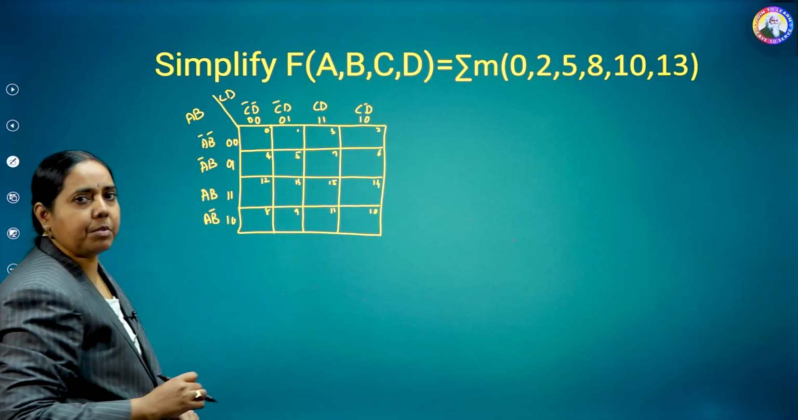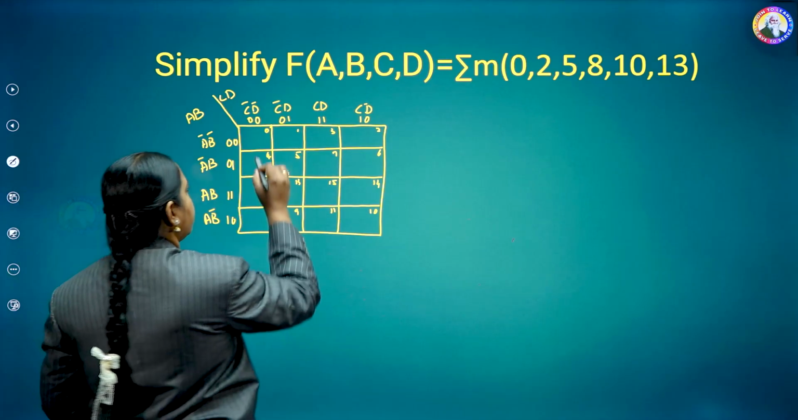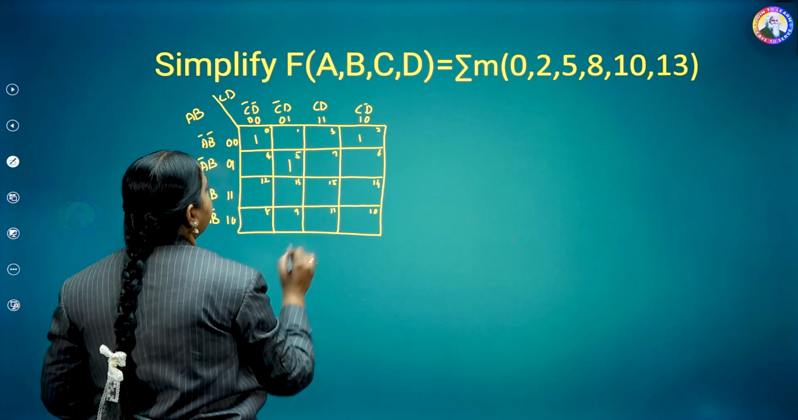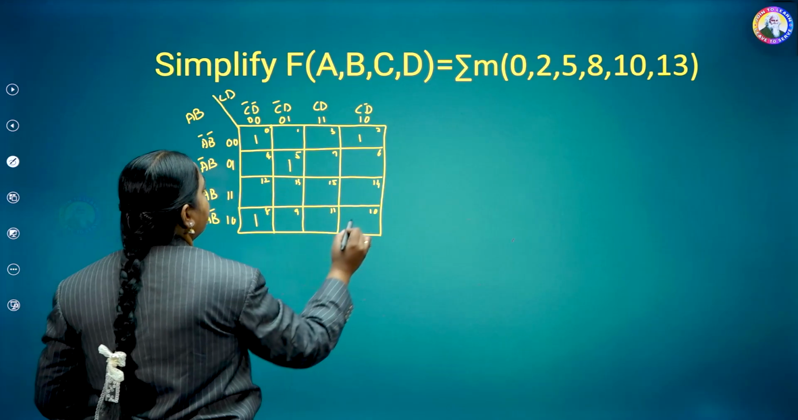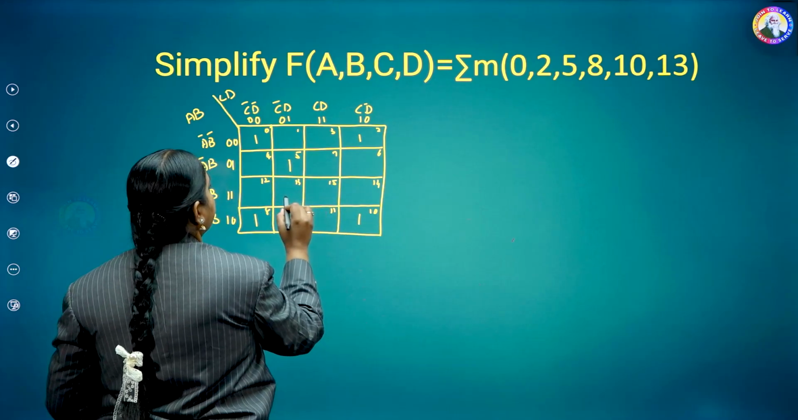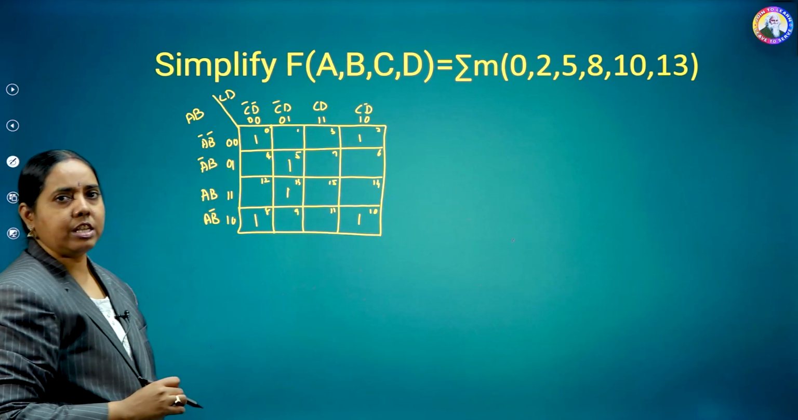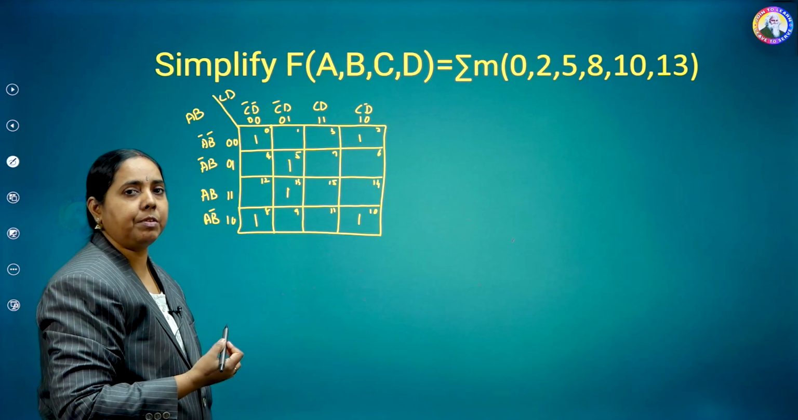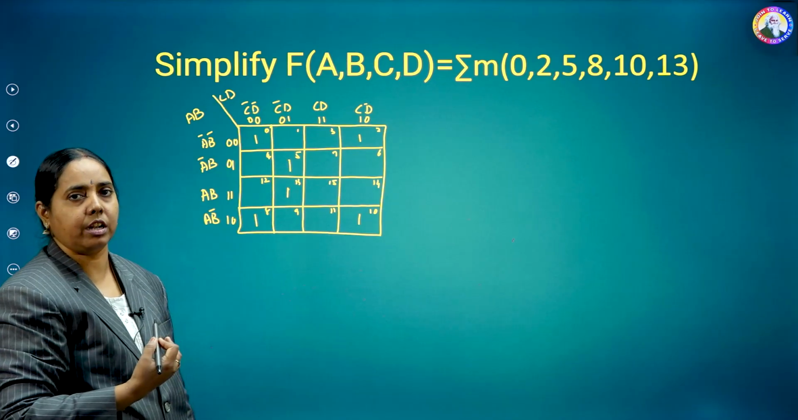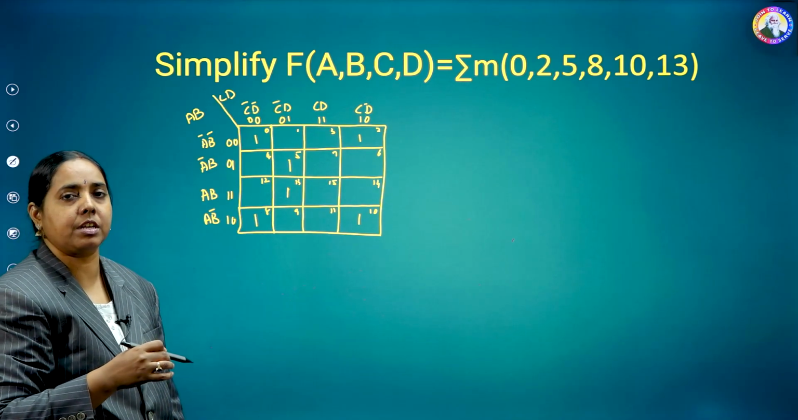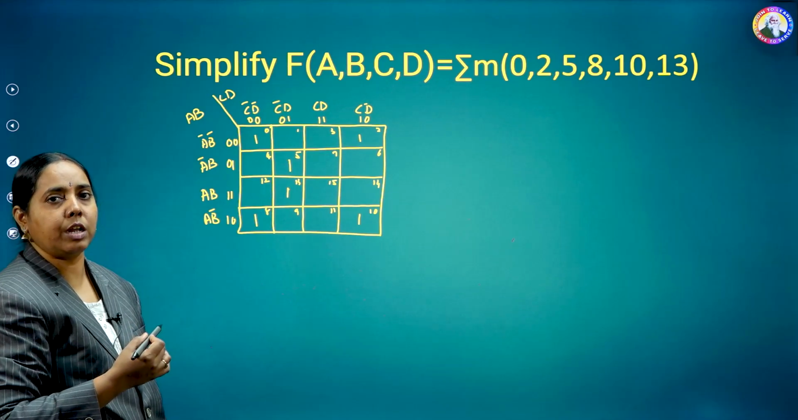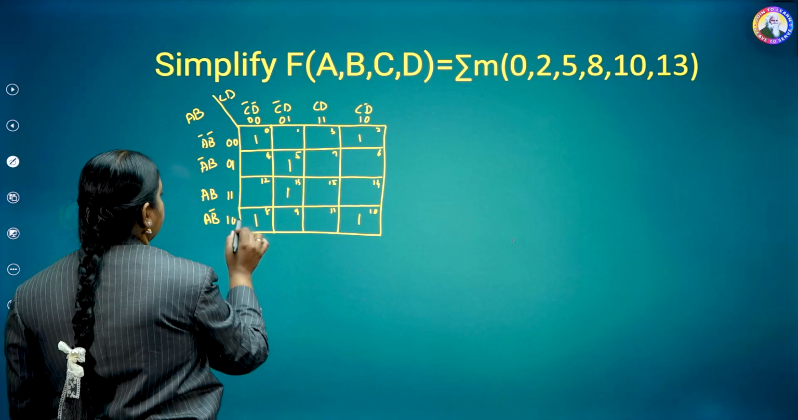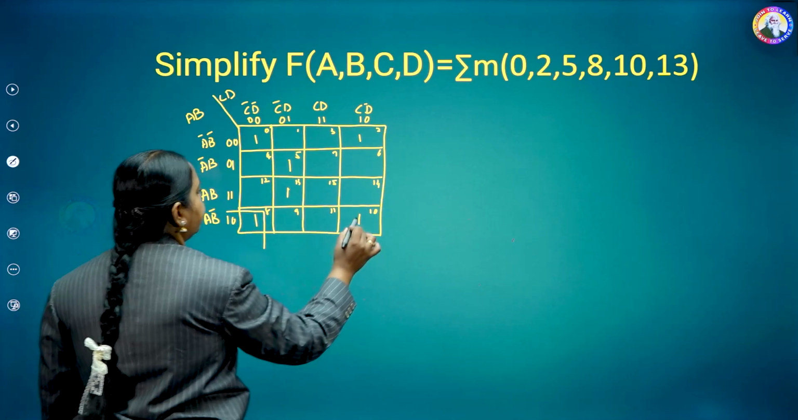For the given numbers, we need to keep logic ones: 0, 2, 5, 8, 10, 13. These are the numbers given. One more rule we can add in K-map simplification is that corner cells can also be grouped. Here if you observe, I have all the 4 corners. So this is one.